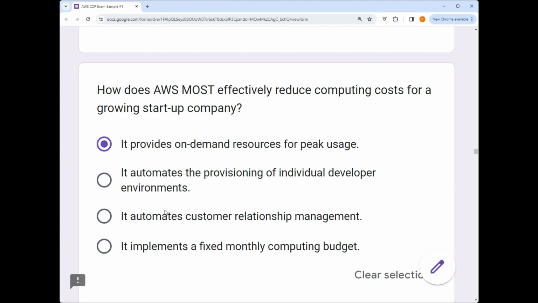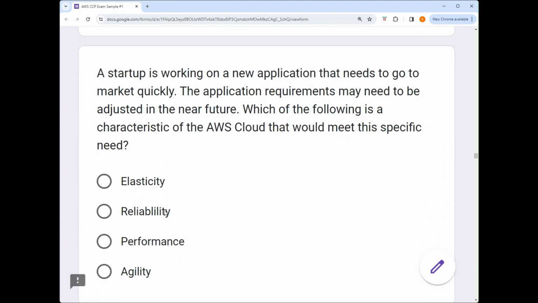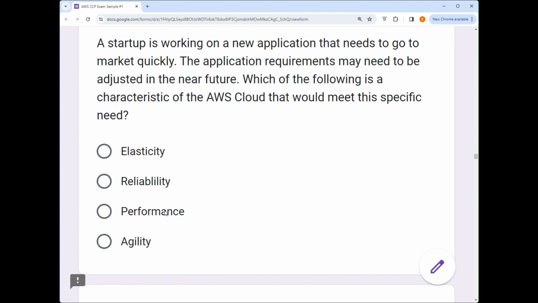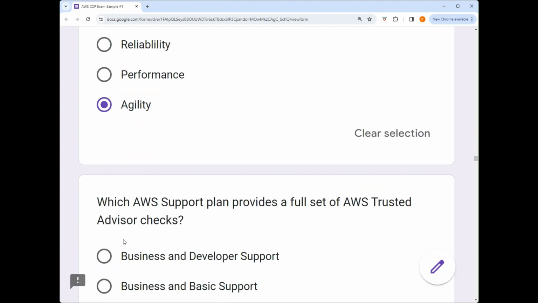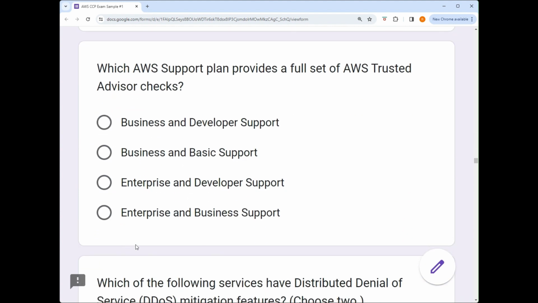A startup is working on a new application that needs to go to market quickly. The application requirements may need to be adjusted in the near future. Which of the following is a characteristic of the AWS cloud that would meet this specific need? Elasticity. Reliability. Performance. Agility. Correct answer. Agility.